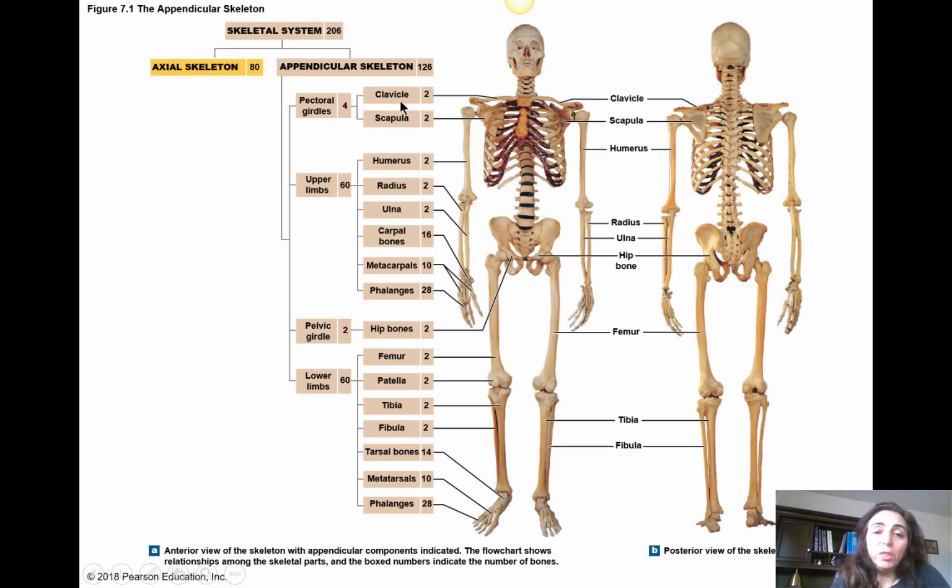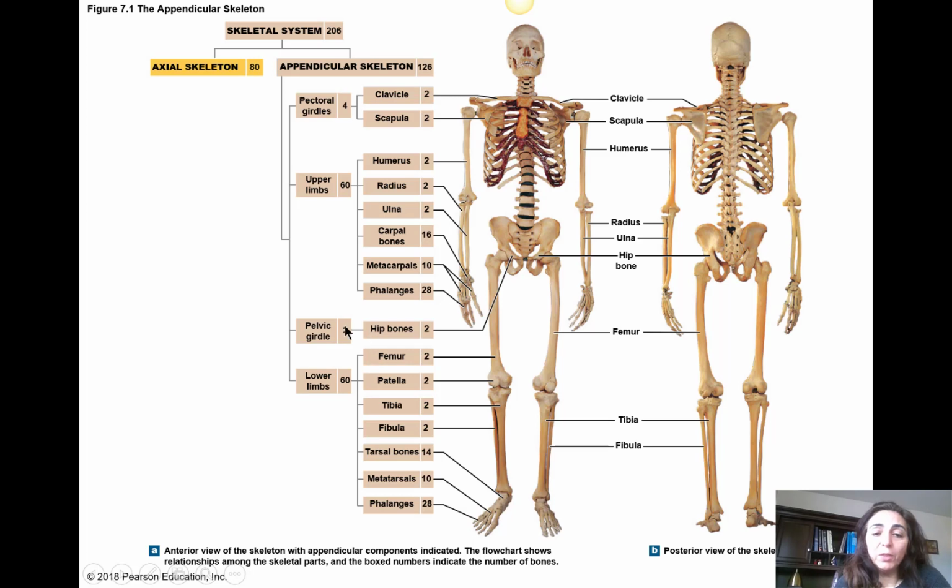So here you see that the pectoral girdle has 2 bones, 1 on each side. So total of the 4 bones. Clavicle and the scapula. Just after this slide, we're going to talk about every one of these bones. And then the upper limb includes the humerus. Then we have the radius and ulna on the forearm. We have the carpal bones in the wrist. Then we have metacarpal bones here. And then we have the phalanges in the digits.